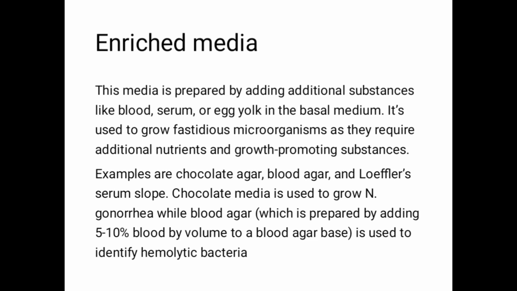Chocolate agar is used to grow Neisseria gonorrhoeae, while blood agar, which is prepared by adding 5 to 10% blood by volume to blood agar base, is used to identify hemolytic bacteria. We already discussed how these media are prepared, chocolate agar, blood agar, and Loeffler's blood serum slope, in a previous lecture.